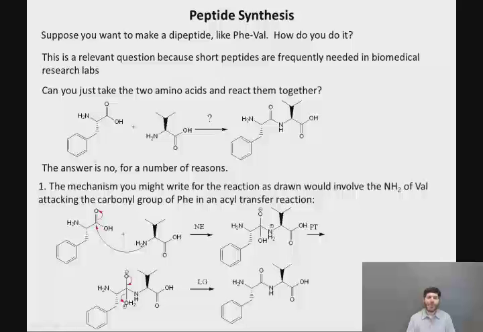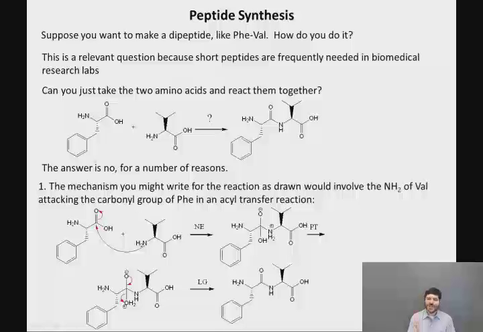So the mechanism that you might write for this reaction, the reaction depicted above, as drawn, would involve the NH2 of valine attacking the carbonyl group of phenylalanine in an acyl transfer reaction. Okay, so as drawn here, the first step would be the NH2 of valine being a nucleophile. It attacks the carbonyl carbon, so it's a nucleophile-electrophile reaction, and that would give you a tetrahedral intermediate.